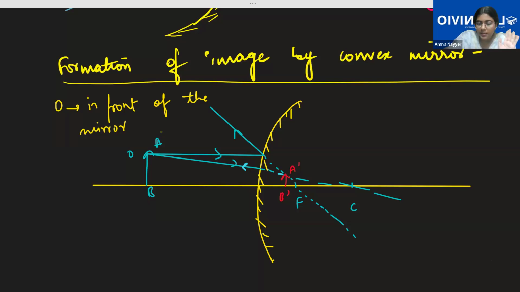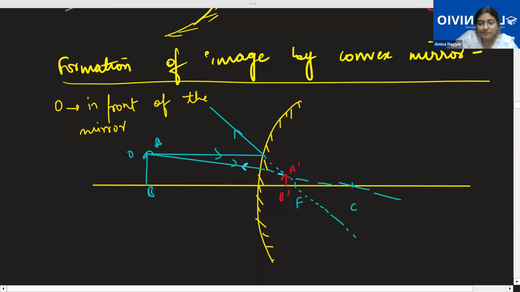Ultimately, you need to remember one thing. The ray of light parallel to the axis passes through the focus, that's what we've studied. But this is a convex mirror. In a convex mirror, the light cannot pass through the silvered portion, because that would be refraction, not reflection. So how do we show the light ray has reflected? The light ray will be reflected. You produce it backward and see whether it passes through the focus. That's why in the case of a convex mirror, you obtain virtual images.